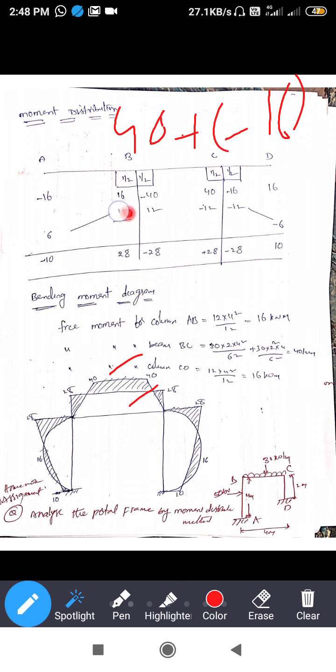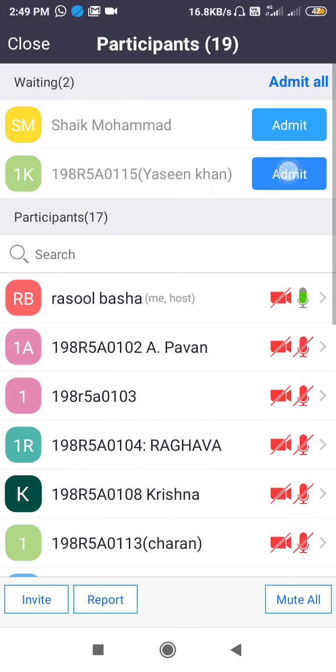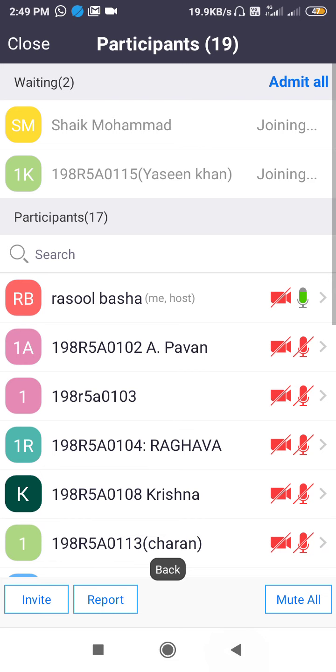So we can add these two values, 16 plus 12, 28, we got 28. Same way, minus 40 plus 12, minus 28. These two values are equal at joint B. You can stop the process. Similar process, you can stop this process.